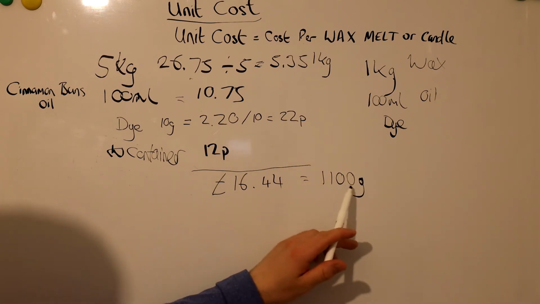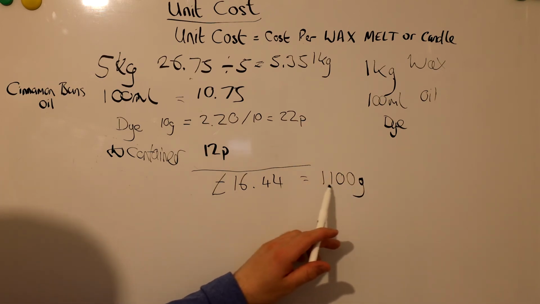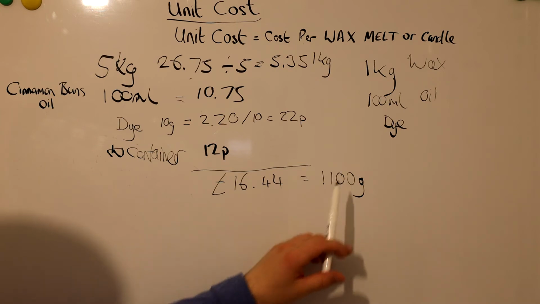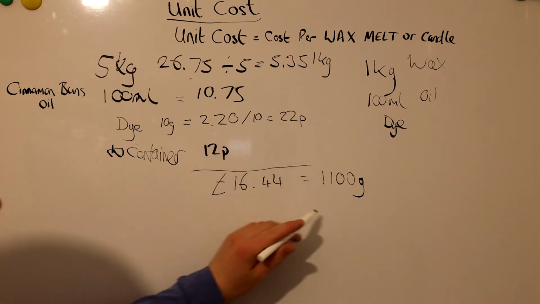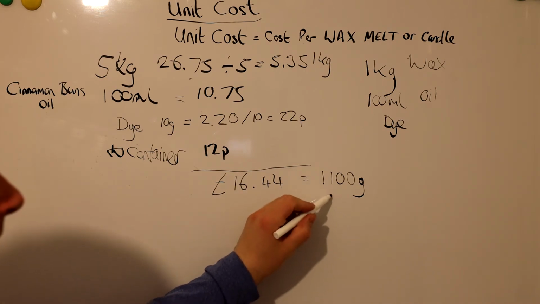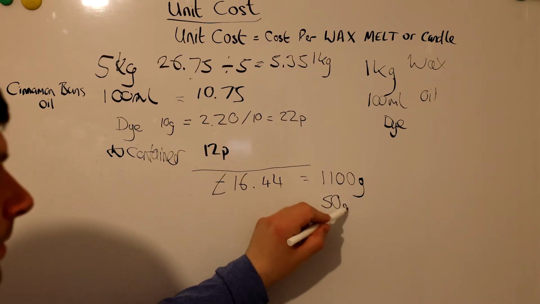Alright, so you need to include the oil weight you're putting in there, not just the wax, otherwise you're going to get the calculation wrong. Your wax melts are going to be more expensive than what they really are. Right, so let's assume we're making wax melts at 50 grams.